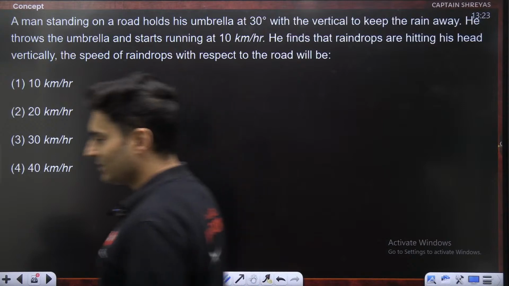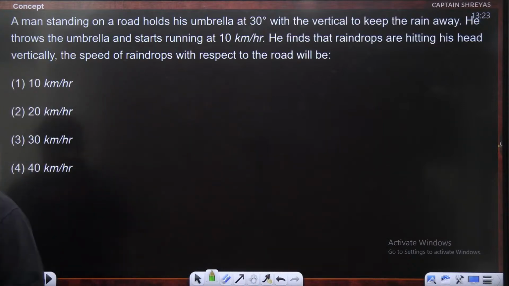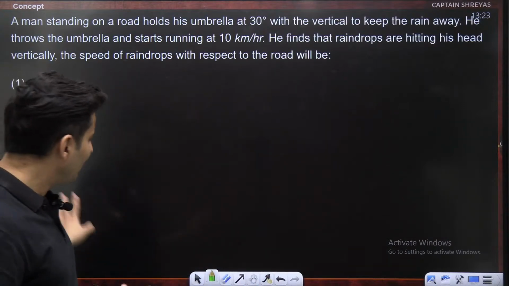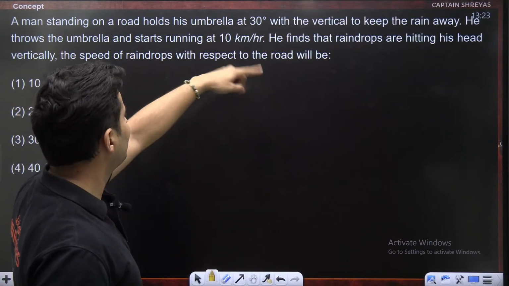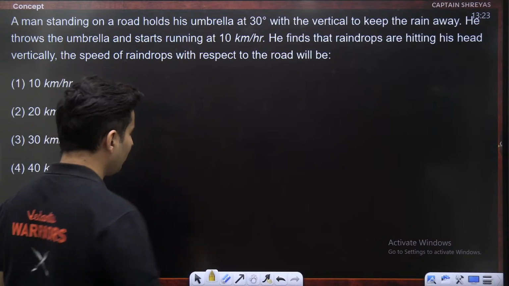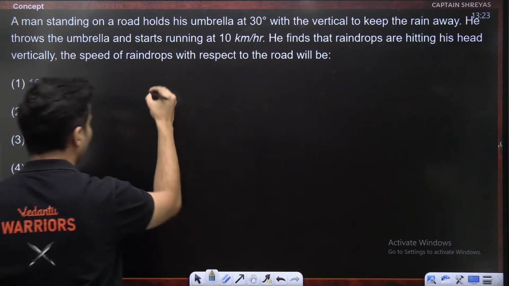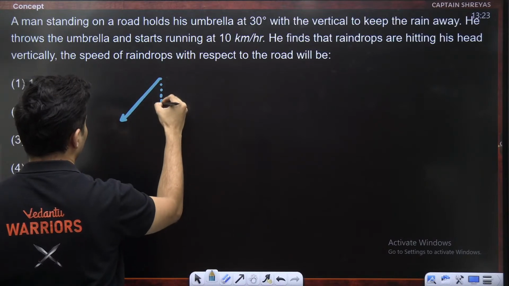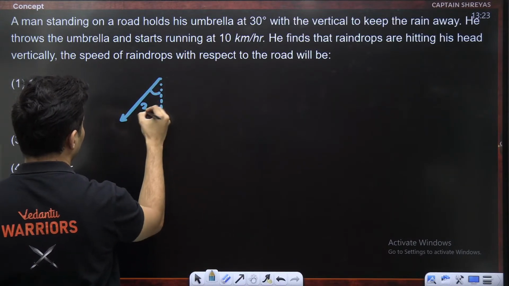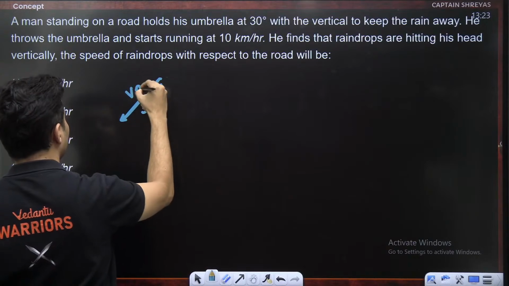Okay, let's do this. Interesting question, isn't it? Again, like I said, no formula needed, just knowledge of vectors. A man standing on the road holds his umbrella at 30 degrees with the vertical to keep the rain away, meaning the actual velocity of the rain is like this, and it is making 30 degrees with the vertical. This is basically your Vr vector.